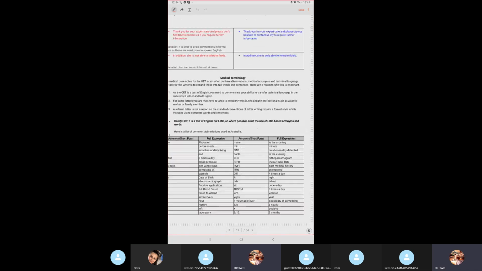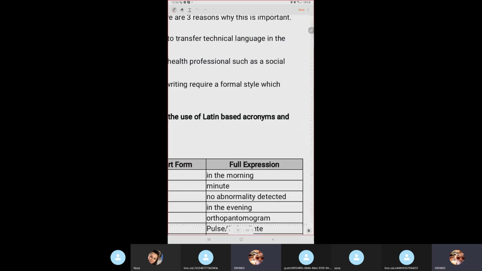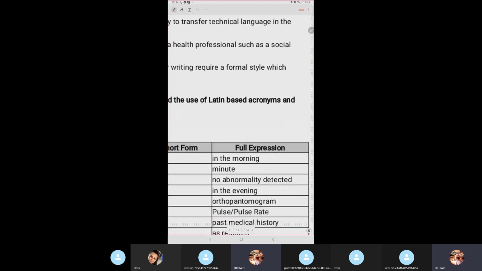Dr. Noza, Dr. Zona, Dr. Narjinder, Dr. Pavi, Dr. Muhammad Qasim, Dr. Usman. I don't know if Dr. Usman is here today. Understood? Yes, I have a question.